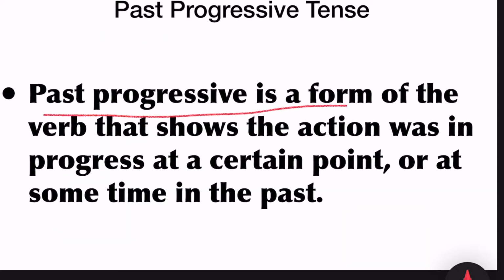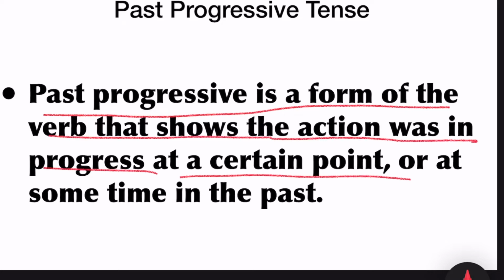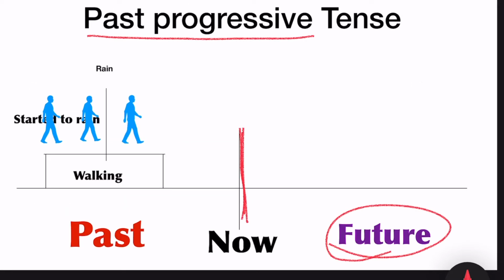Past progressive is a form of the verb that shows the action was in progress at a certain point or at some point in the past. So again, look at this picture. Here, walking is the action. The action was in progress at a certain point or some time in the past. So we have to describe this action in past progressive tense, that is, past continuous tense.